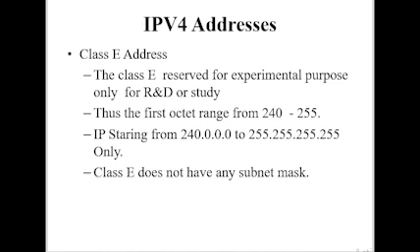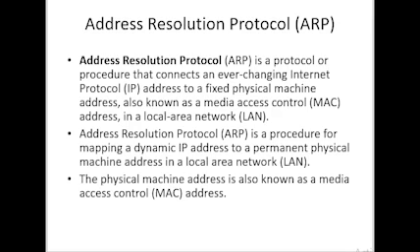Class E address is reserved for experimental purposes only. The first octet range is 240 to 255, starting from 240.0.0.0 to 255.255.255.255 only. Class E does not have any subnet mask.